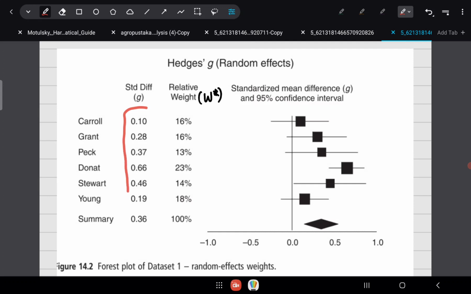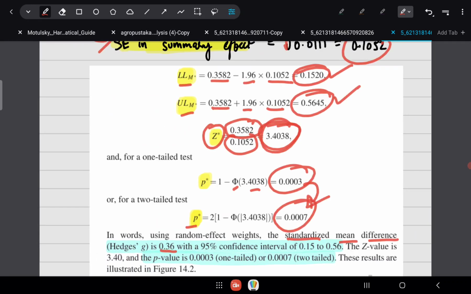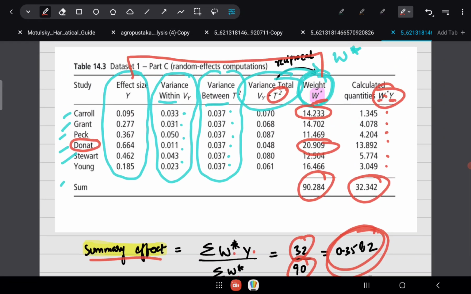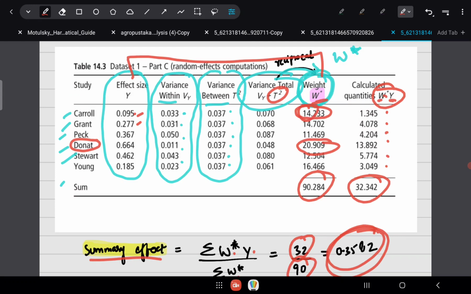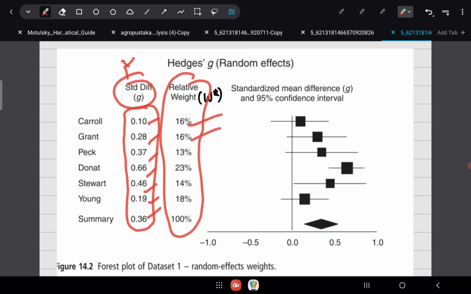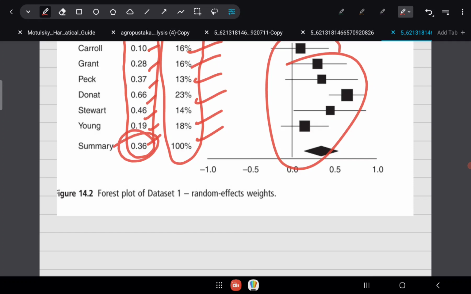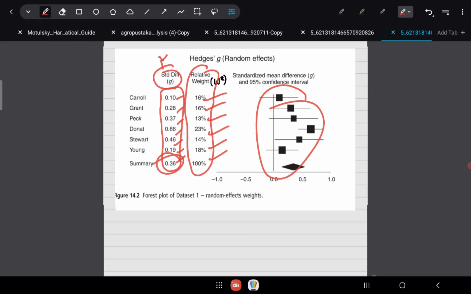Remember, this is nothing but the standardized difference, or the Y, that is being written. I can just show you. These are all the Y's, 0.095, 0.277, right? So these are all the effect sizes, and this is the relative weight. Here they have converted the weights into percentages. For example, the relative weight of the first study would be 14 divided by 90 times 100. For the second study also 14 divided by 90 times 100. The third study will be 11 divided by 90 times 100. So these are the relative weights as per random effect modeling, and this is the forest plot. And this is your summary effect, 0.36. So this is the forest plot for this first example.